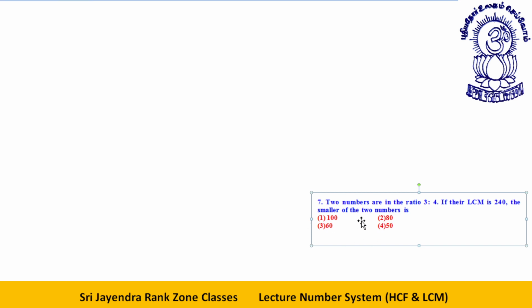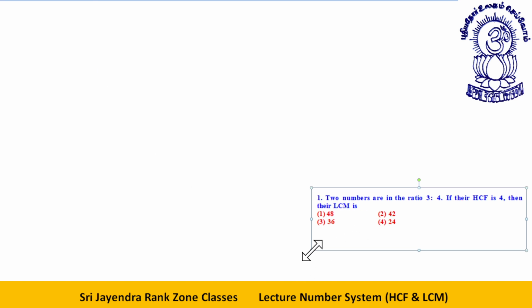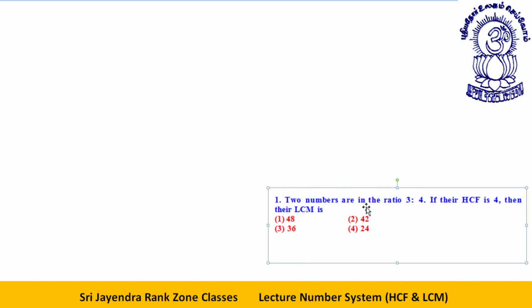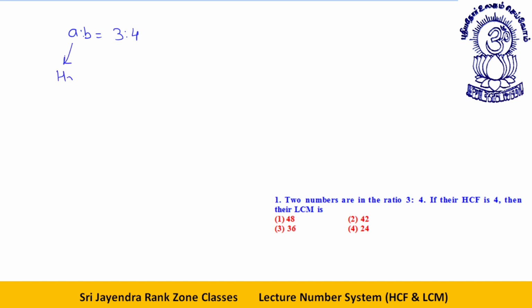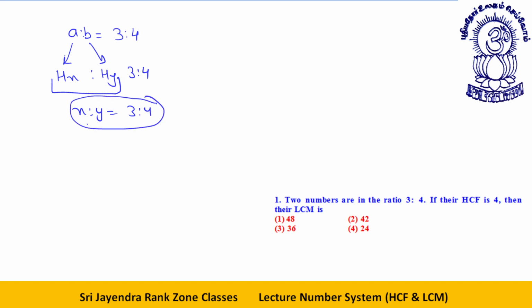Sorry. Let me change this question first. Two numbers are in the ratio 3 is to 4. If their HCF is 4, then their LCM is? A is to B is equal to 3 is to 4. Okay, this is Hx, this is Hy, 3 is to 4. Clearly, what I can say from here, x is to y is 3 is to 4. Next time onwards, I will be directly jumping onto this point. X is to y, 3 is to 4. I need to find the LCM.